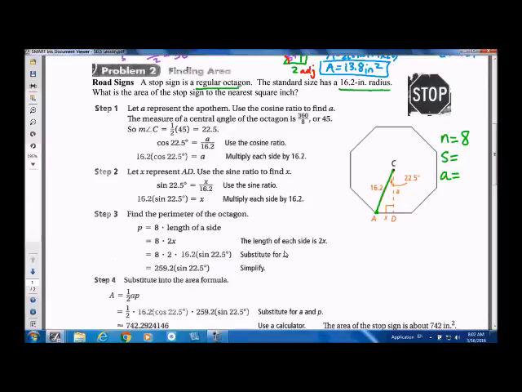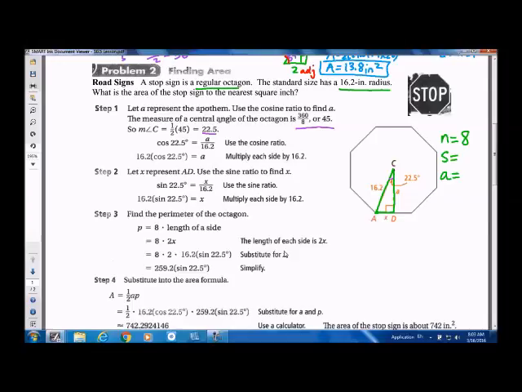Now we want to find the area. It means we're going to have to find a couple of more pieces of information. We need the apothem and the side length. So if we do 360 divided by 8, we get 45. You take 45, divide it by 2, you get 22.5 for the top angle of our triangle here.